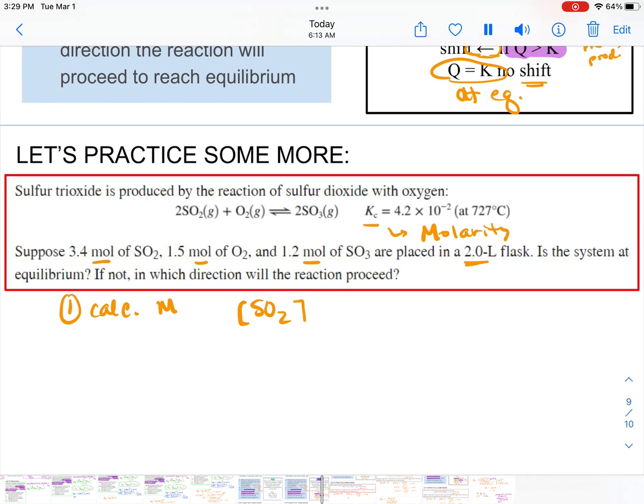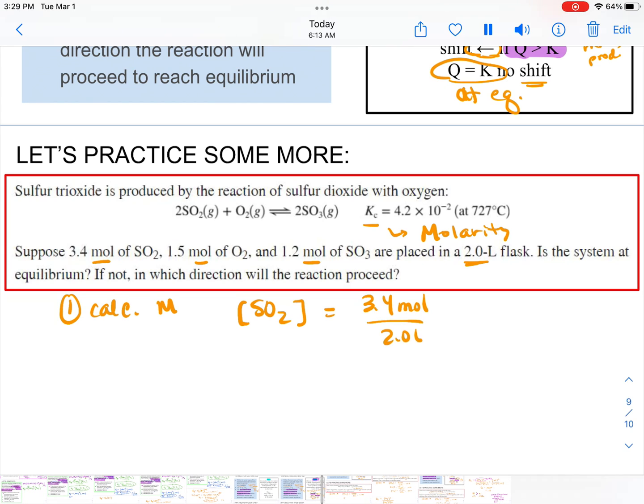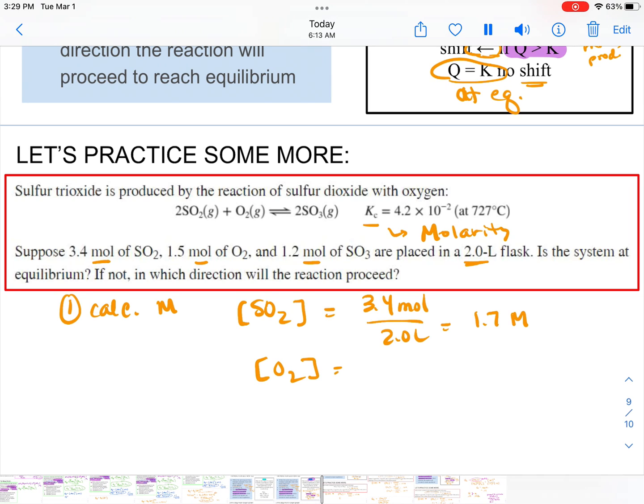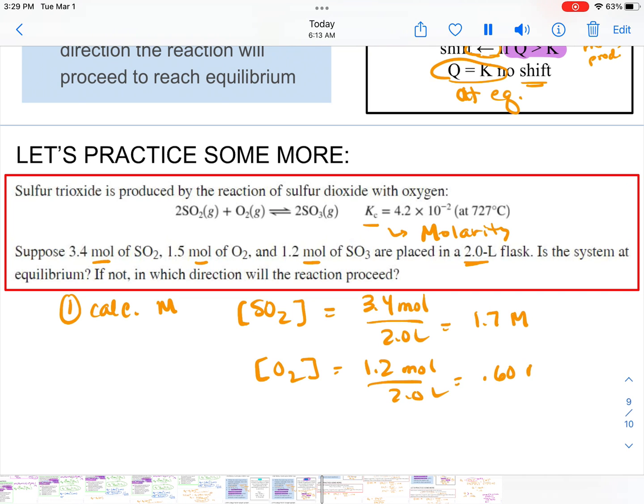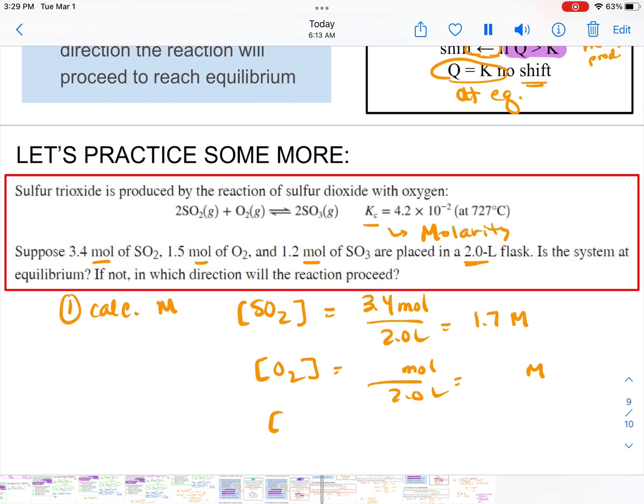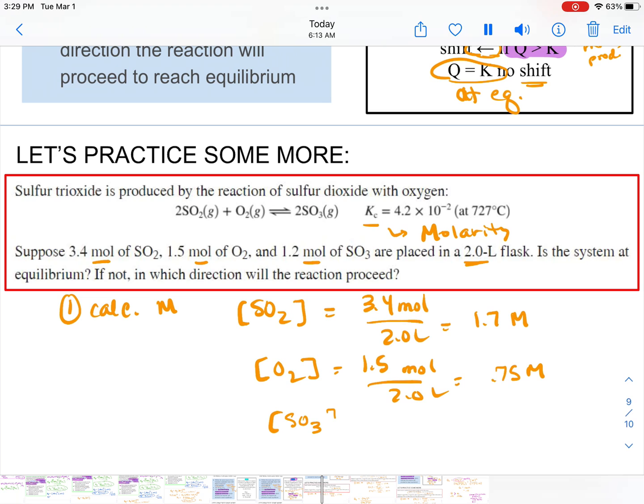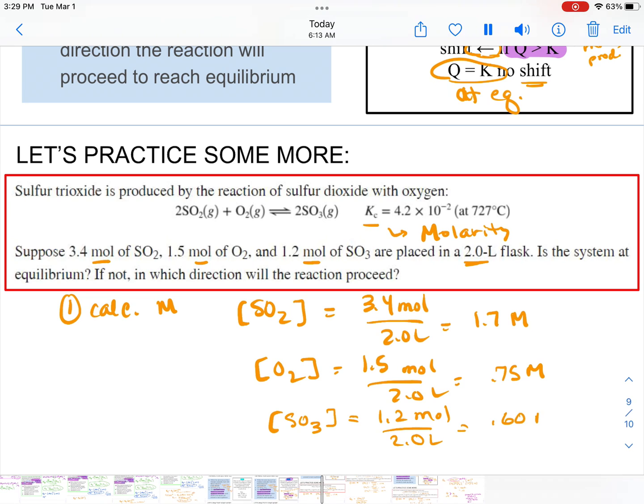So the concentration of the SO2 at whatever point in time this is would be 3.4 moles divided by 2.0 liters, which is 1.7 molar. The concentration of O2 at whatever time we're talking about is 1.2 moles divided by 2 liters. So that's 0.60 molar. Sorry, that's not the O2, I just looked at that wrong. The O2 is 1.5 moles divided by 2 liters, which would be 0.75 molar. And the SO3 is the 1.2 moles divided by 2 liters, which is 0.60 molar.